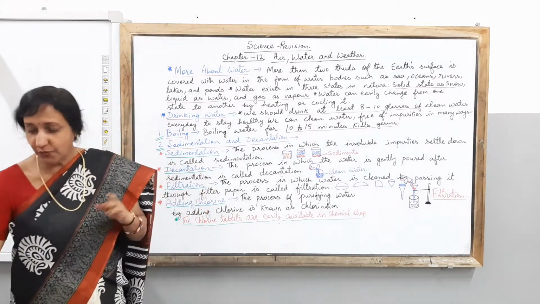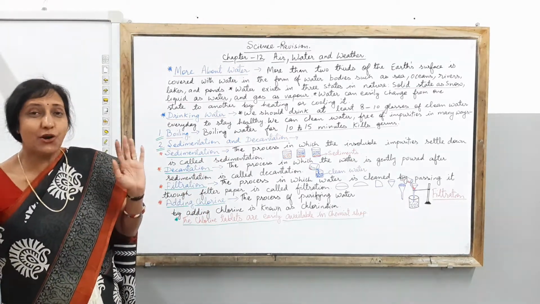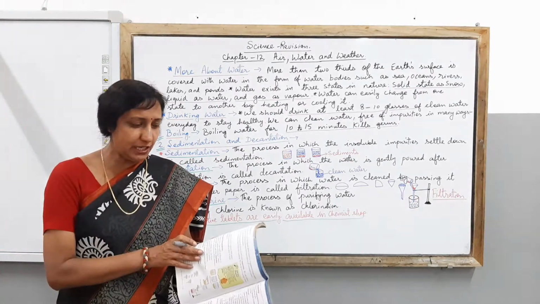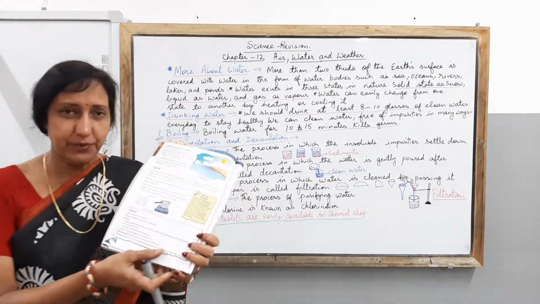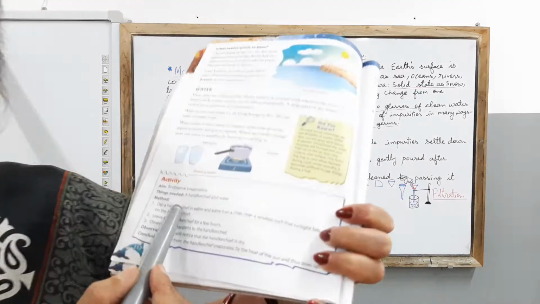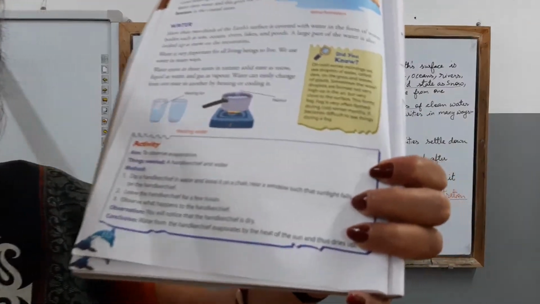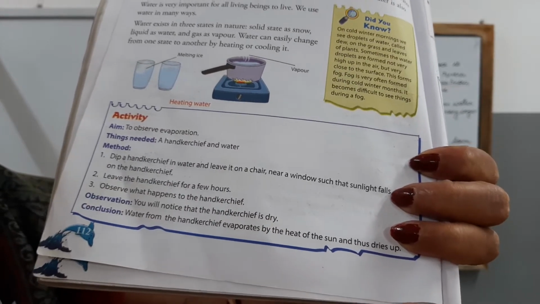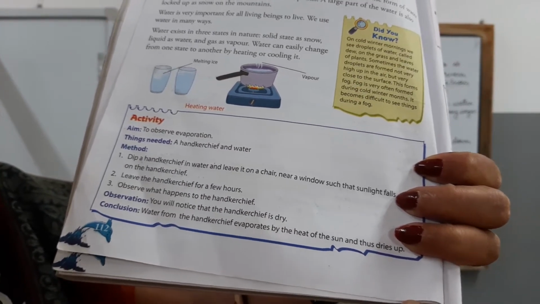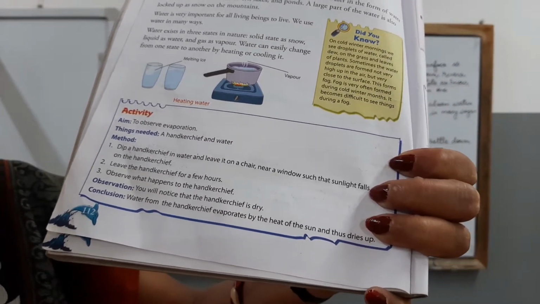So here, children, all that I have explained till now is given in the textbook right here in front of you. With the help of this, you are able to understand what I have explained. Here you can see the water is getting boiled, and with this you can understand that when we are boiling water, it is changing its state.